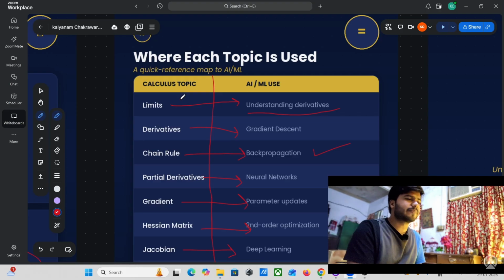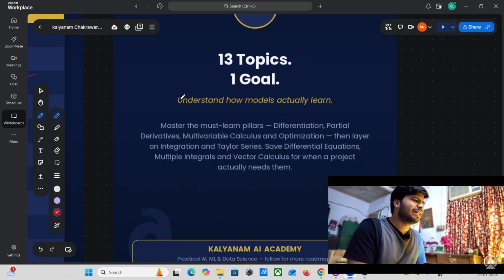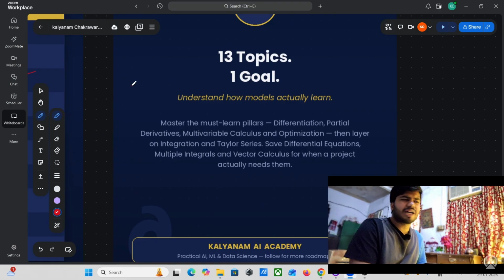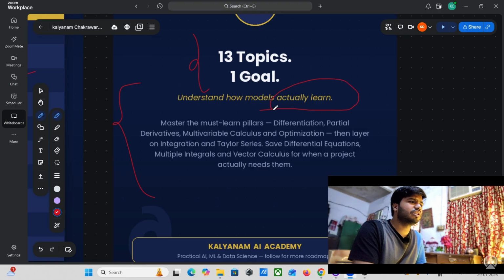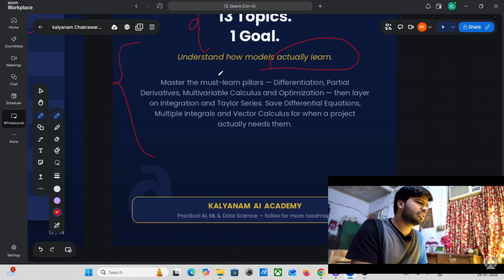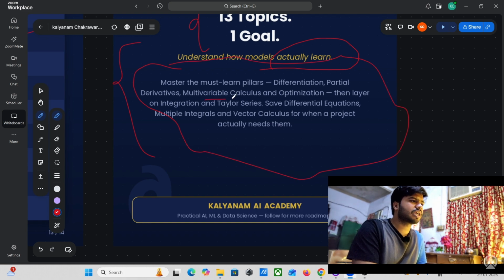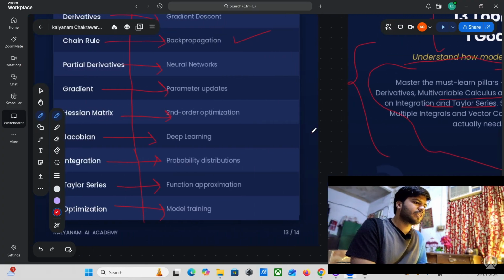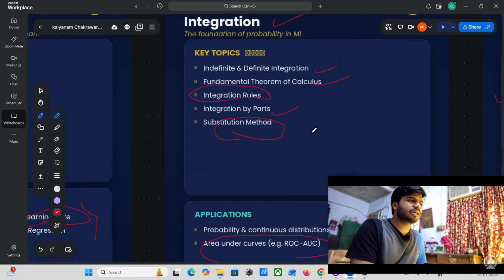so you will understand those things very easily. So at the end, I added this quotation, so it will remind you: 13 topics and one goal, understand how models actually learn. That is why we will learn the mathematics. Master the must-learn pillars: differentiation, partial derivatives, multivariable calculus and optimization, then layer on integration and Taylor series, and then differential equations when you actually need them. So this is the complete roadmap of the calculus section.